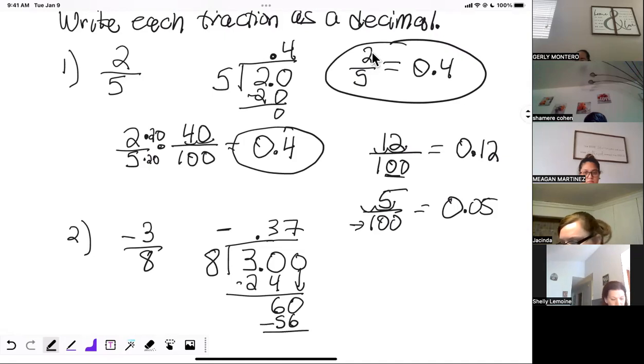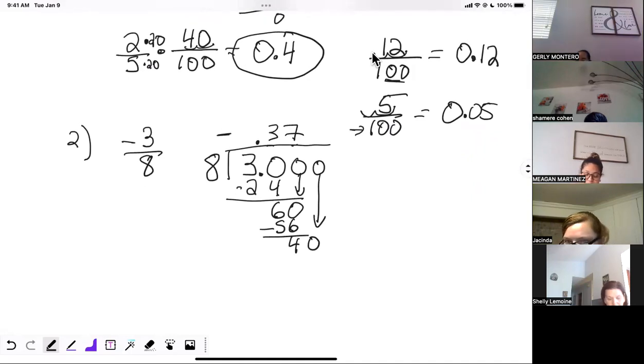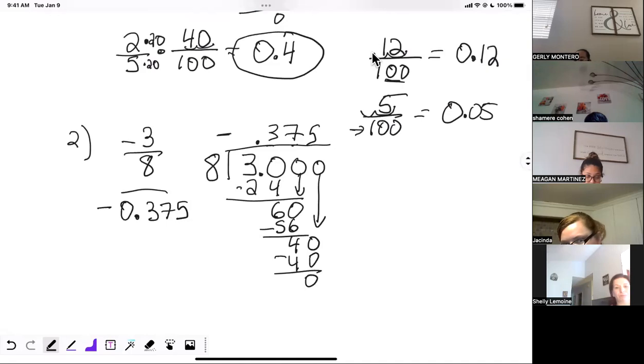56, I subtract, I get a 4. I add another 0 and bring it down. And this one ends nicely too, because how many 8s are in 40? That would be 5. 40, remainder 0. That's my answer, but I always like to add a 0 to the front. So it's negative 0.375. You don't have to add the 0 in the front. Most of the time you're going to see it though. It's not wrong not to have it.